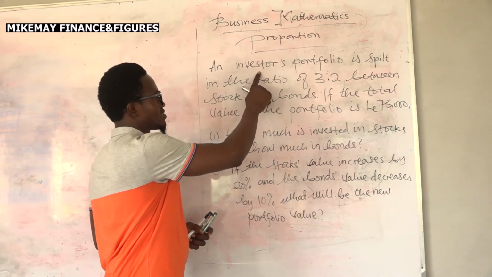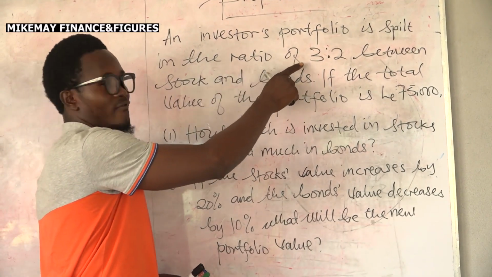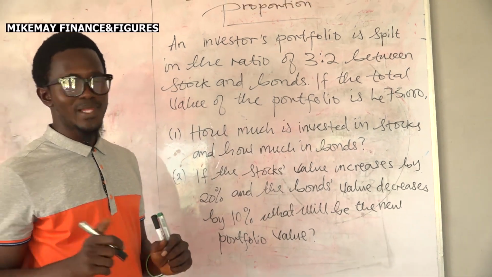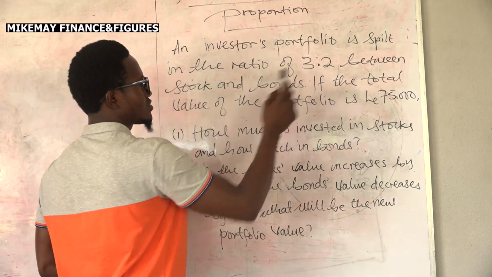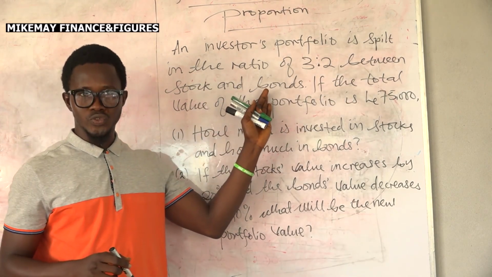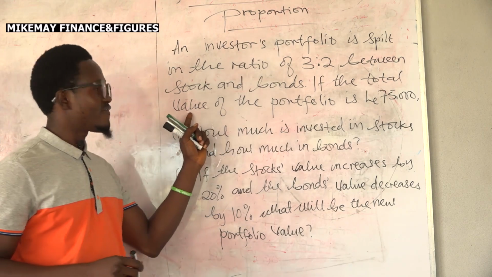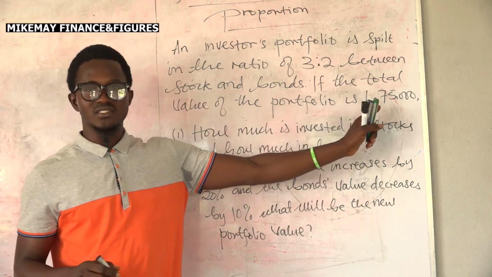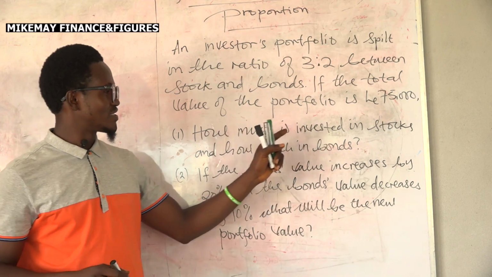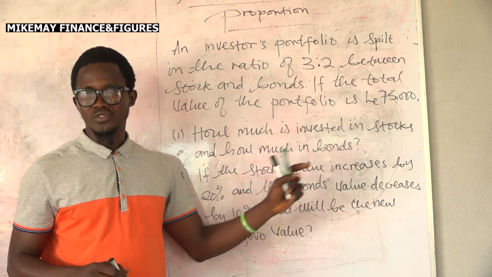It says an investor's portfolio is split in the ratio of 3:2 between stock and bonds. Now, if the total value of the portfolio is 75,000 leones, how much is invested in stocks and how much in bonds?